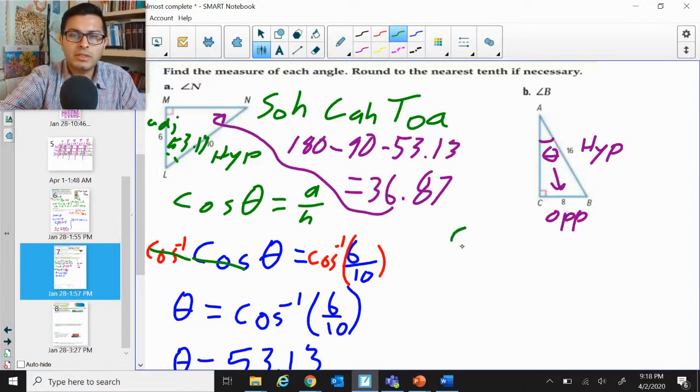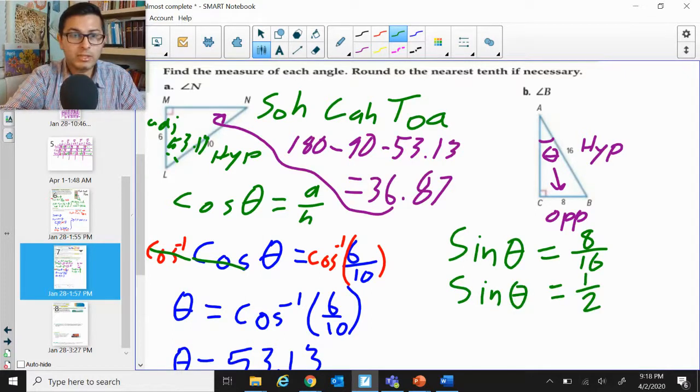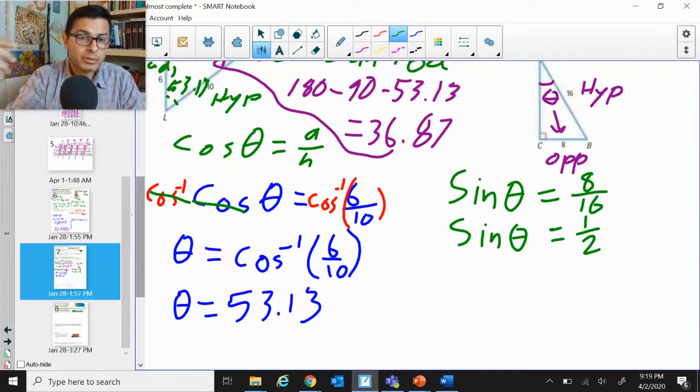So we're going to say sine of theta is going to equal opposite over the hypotenuse. The opposite is 8. The hypotenuse is 16. If you want to, you could simplify this down to 1/2, which I did. Now, we want to get the theta by itself because that is the angle that we're trying to find. How do we get rid of sine? Well, we're going to use a sine inverse function.